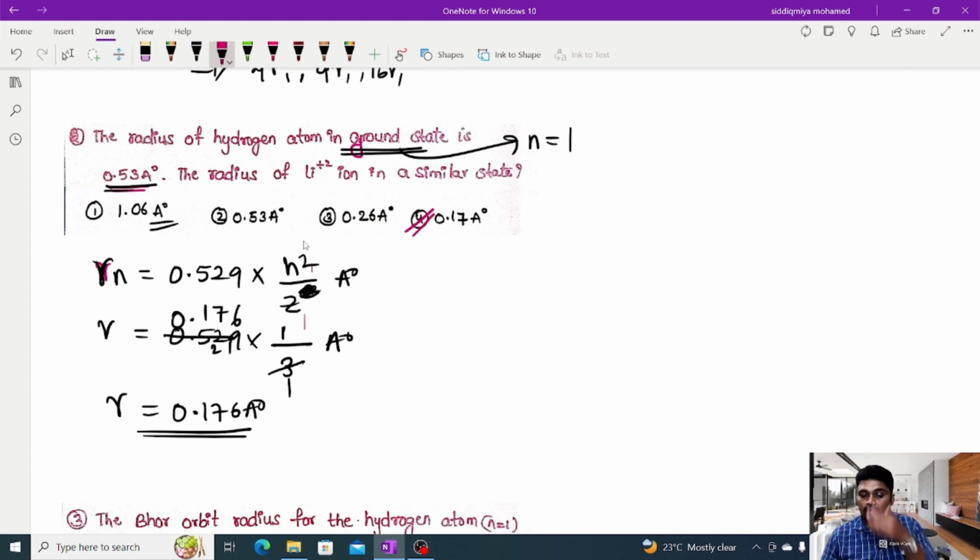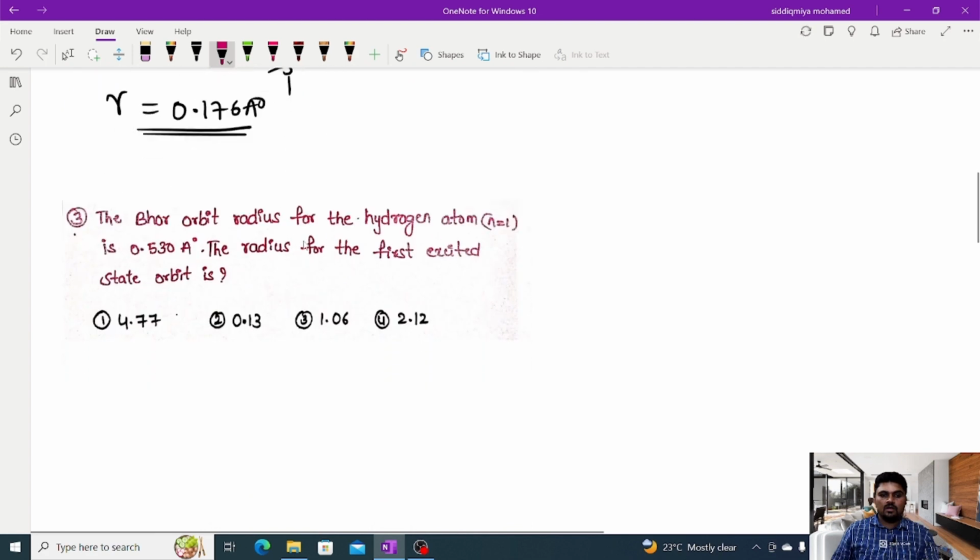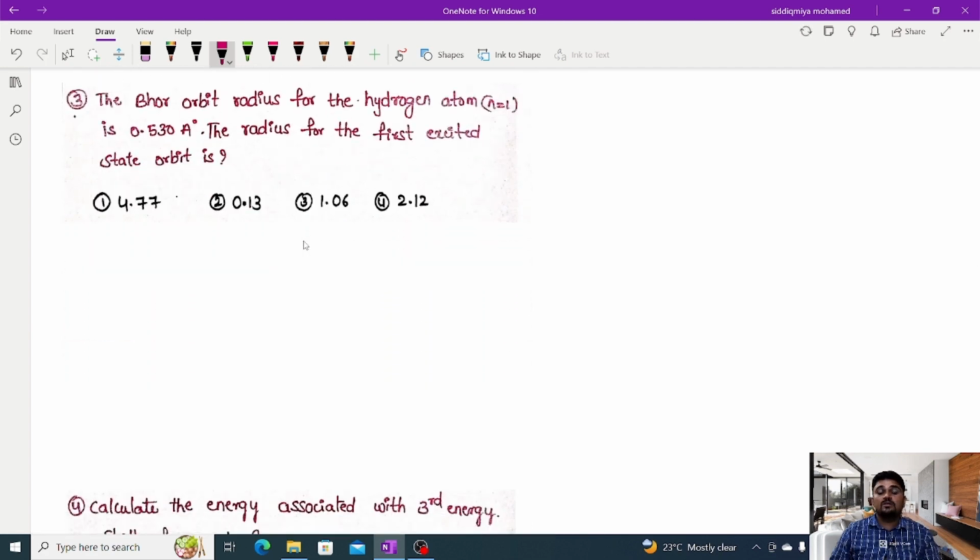Okay, the fourth one is the answer, right? And next one we will see. Third question. The Bohr orbit radius for the hydrogen atom is 0.530 angstrom. The radius of first excited state.